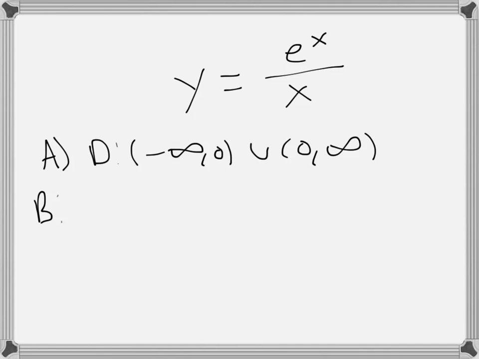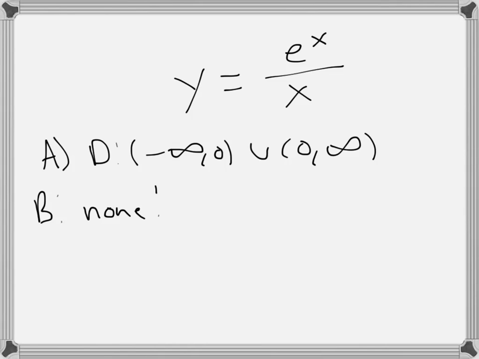Then I want to know about the x and y-intercepts. And if x is 0, we already threw that out. That's not a situation that happens. If y is 0, that means the numerator, e to the x, has to be 0. But we already know that e to the x is never 0. It's in fact always positive. So there aren't any intercepts.